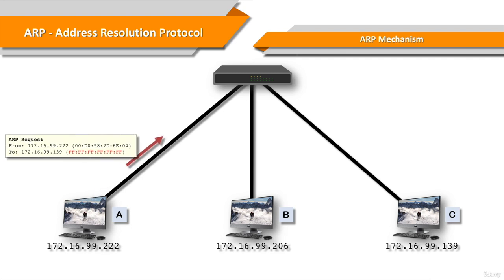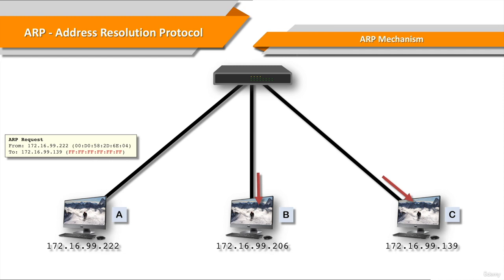Computer A wants to talk to computer C. It puts an ARP request onto the wire, which happens to be broadcast. Essentially what it's saying is, who has computer C's MAC address? Of course, because it's a broadcast, every system on the network hears it. Does everybody respond? Well, what happens is that B hears that A is looking for the MAC address of computer C. B knows that it's not computer C and therefore does not respond to the broadcast.